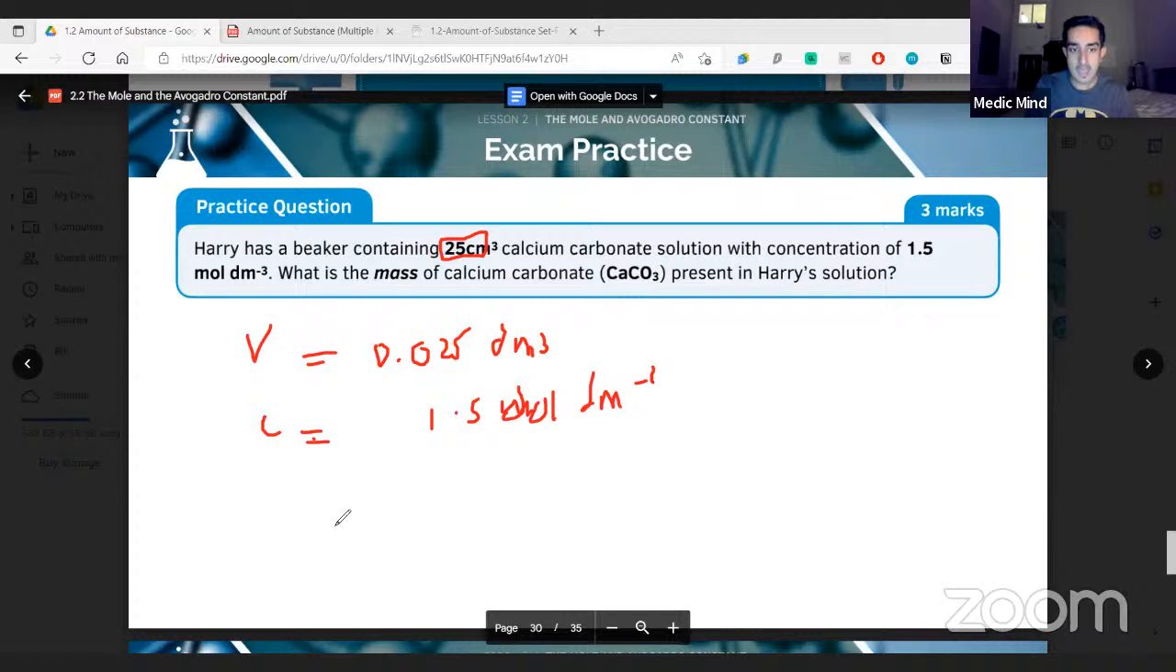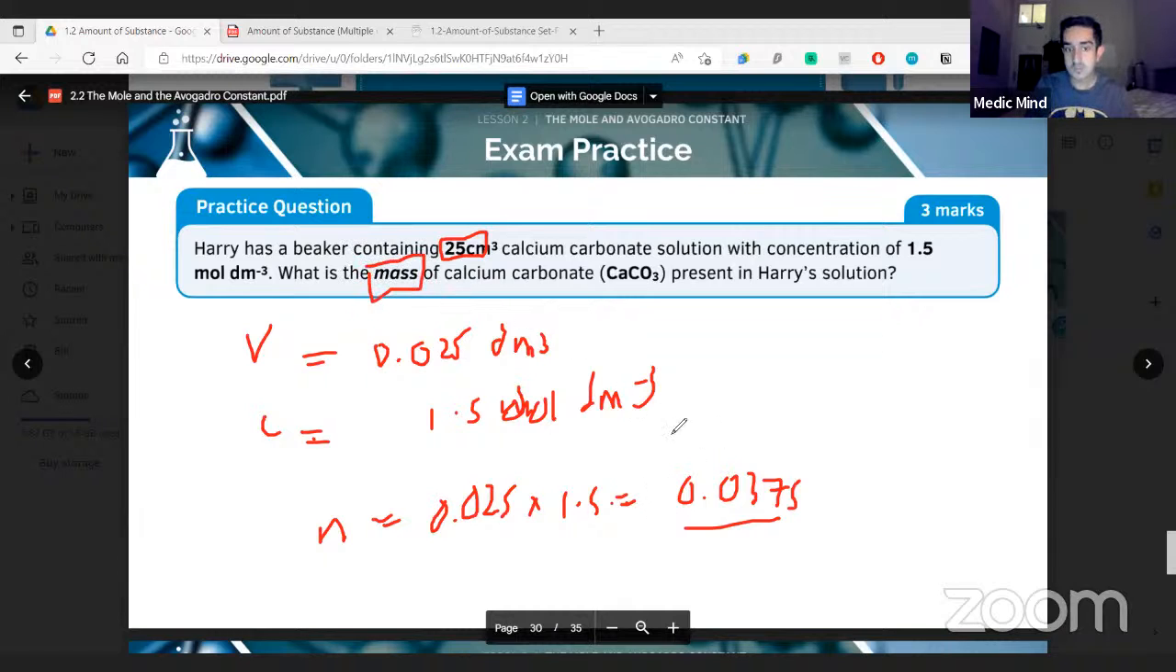So N, the number of moles, was 0.0375 moles. But that's not the amount of the substance. That's not the mass of the substance. To work back, what you have to do is N times MR gives you mass.